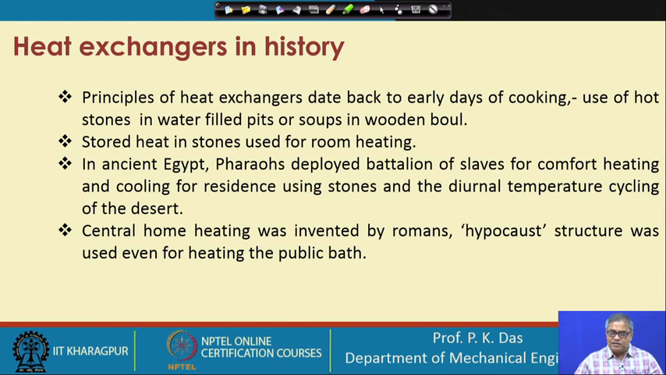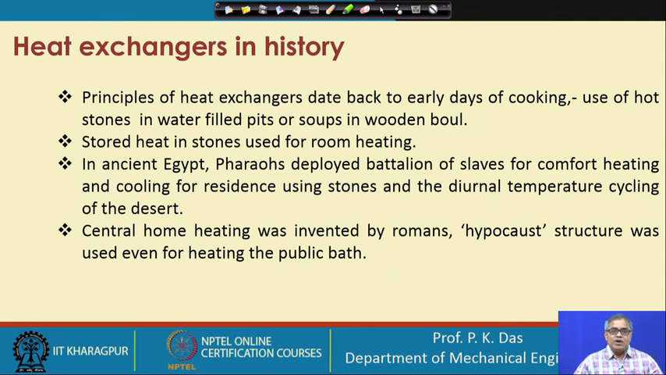The principle of heat exchangers dates back to when people learned the art of cooking. Initially, cooking pots, particularly earthen and metallic pots, were not there. For cooking, they used the principle of storage heat transfer: stones were heated and then placed in water, so that the water would be heated and boiling, and then could be used for cooking. That was the principle used by the Vikings for cooking meat.